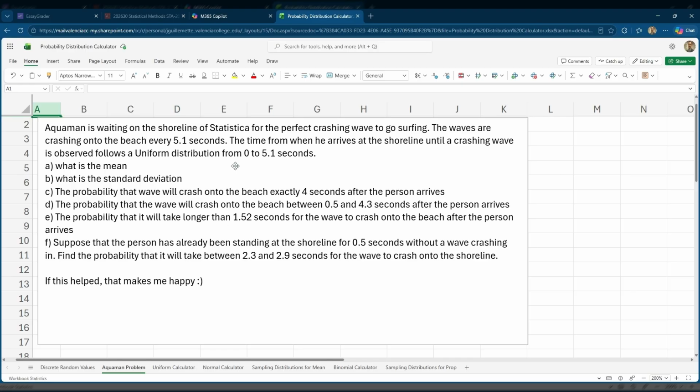I don't know if beach waves actually follow this. This is a modification of a problem. And so here we go. All right, so what is the mean?